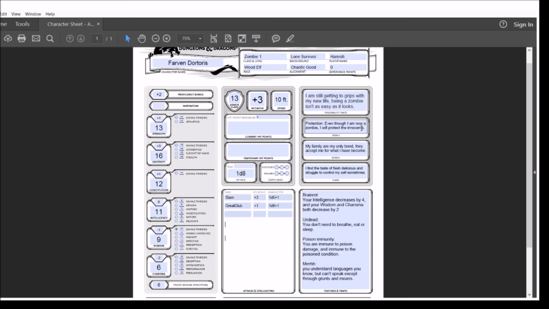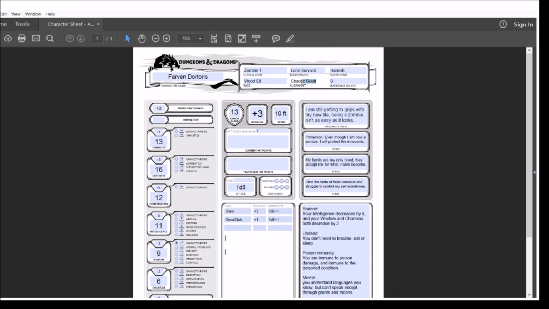That's quite cool. For my ideals, I also picked for my guy to be chaotic good, because I want him to still be a guy who protects people. So for his ideals, I put protection. Even though I am now a zombie, I will protect the innocents. I think I spelled innocence right. I want him to be someone who will look out for people and defend people. Hopefully with his looks he could defend the innocents if they're being attacked by raiders or bandits or anyone like that. They could just stand in the way, act terrifying and scare them off. So hopefully that is quite a cool characteristic.